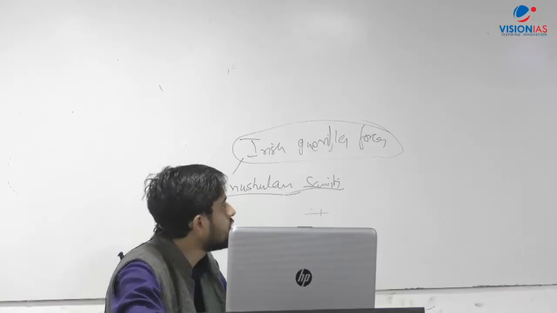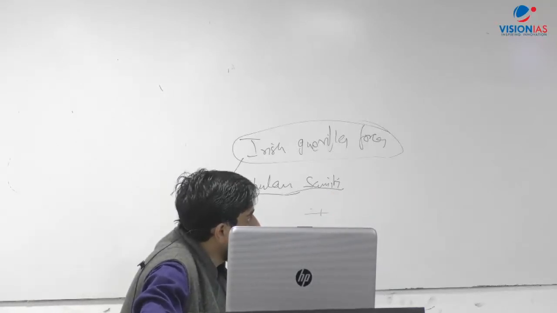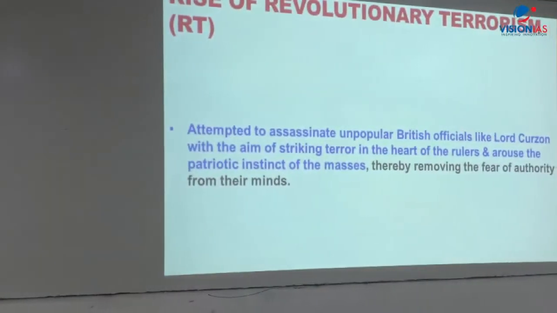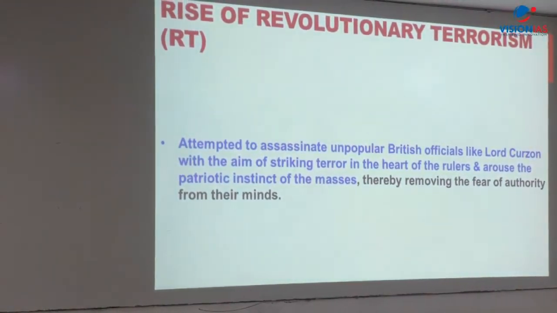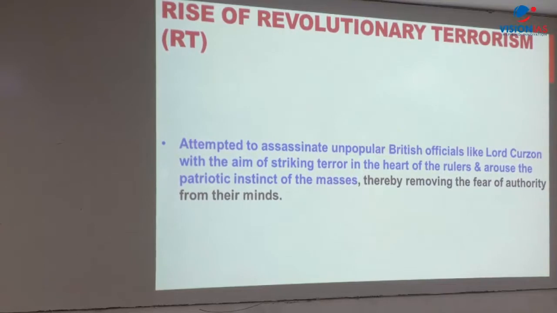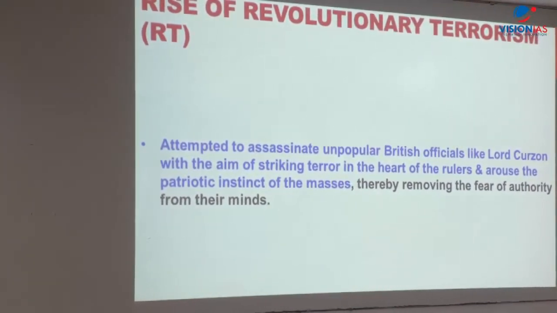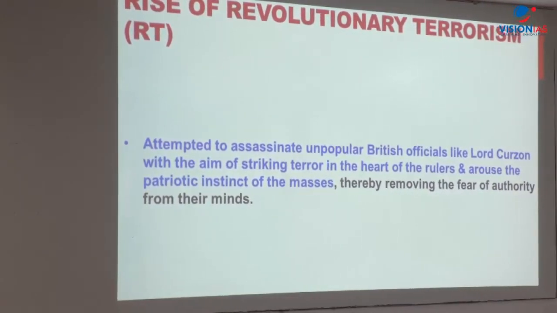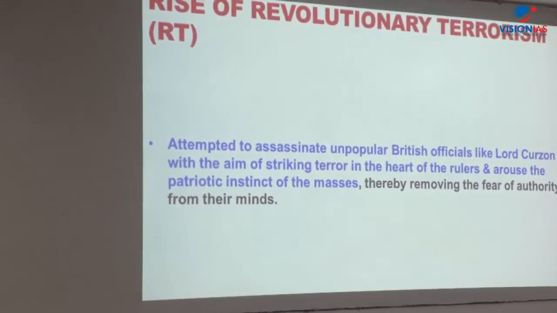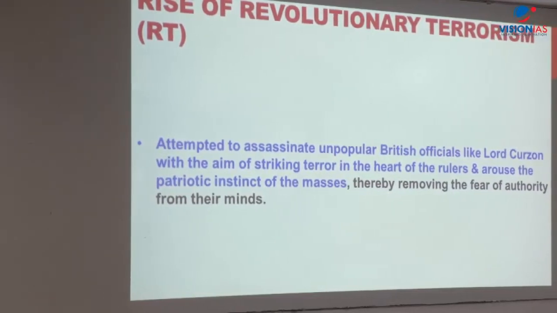And so basically, the militant nationalists took the path of individual heroism and revolutionary terrorism, inspired by the activities of the Irish nationalists. And they attempted to assassinate unpopular British officials like Lord Curzon. Curzon wasn't assassinated, okay? Because Curzon was the main architect of the partition of Bengal, they wanted to kill him, but obviously they couldn't. They were unsuccessful in killing Curzon, but they did attempt certain lower level British officials within India at this point of time. And this was done with the aim of striking terror in the hearts of rulers and arousing the patriotic instincts of the masses.